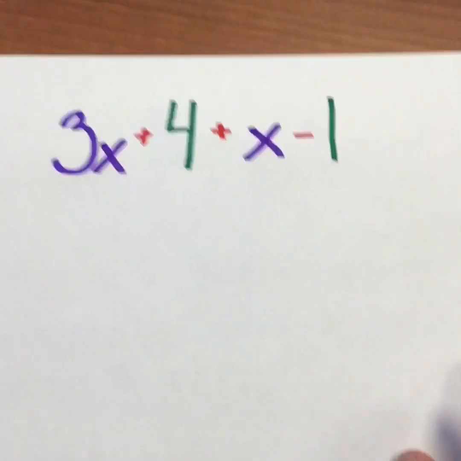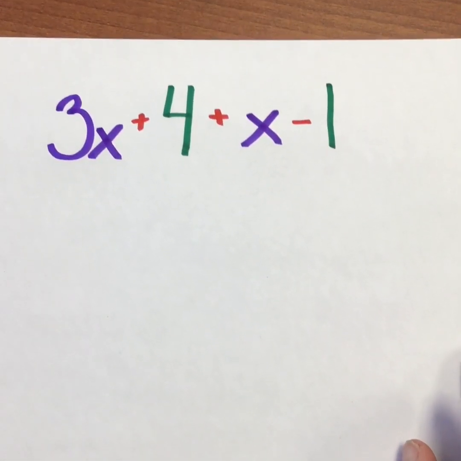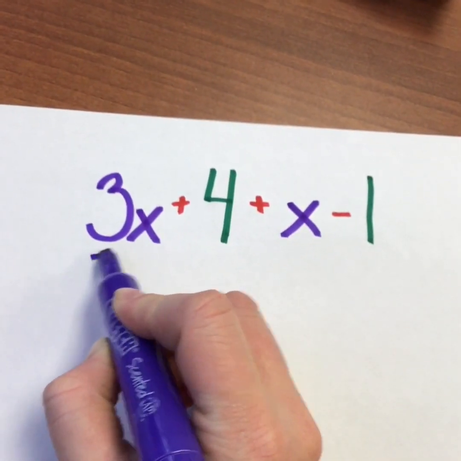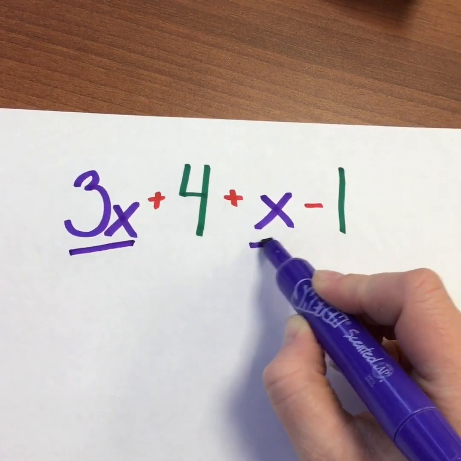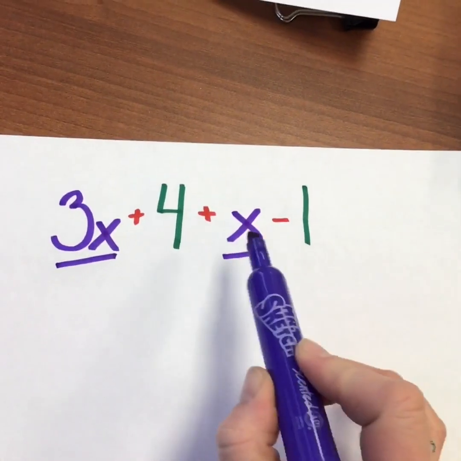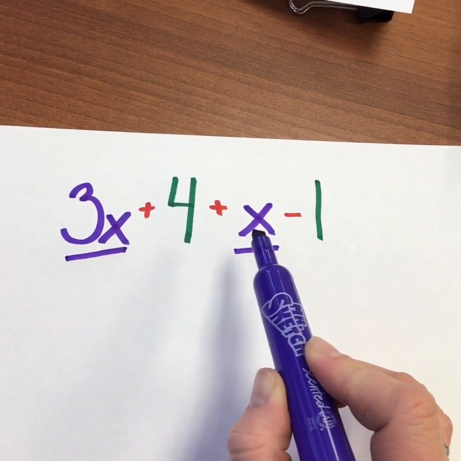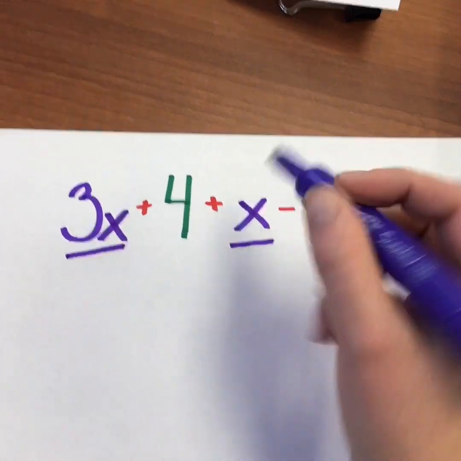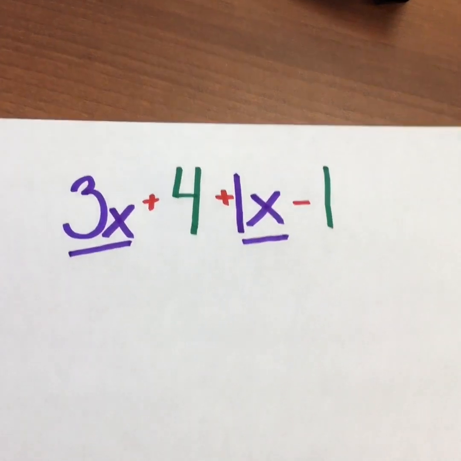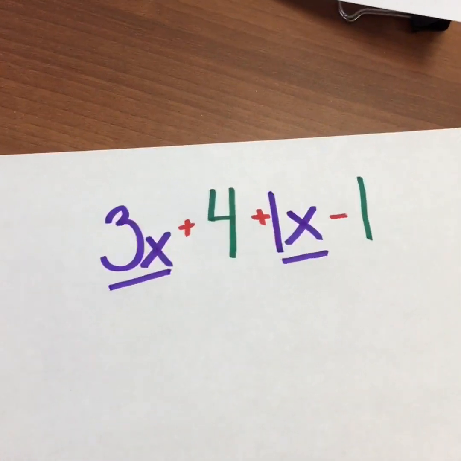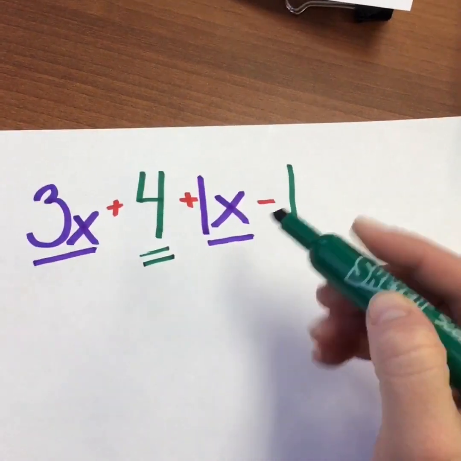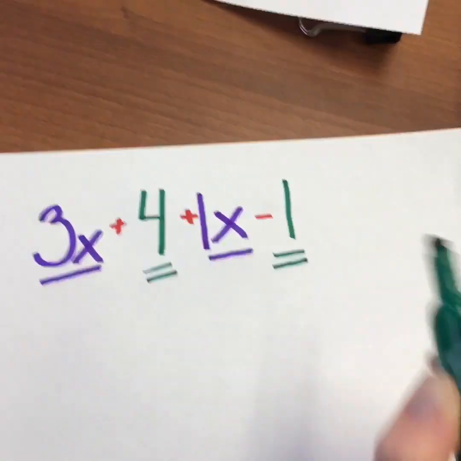Here's an algebraic expression. We have 3x plus 4 plus x minus 1. I'm going to underline my like terms. My 3x and my x are alike because they both have x's. Whenever you have an x or any variable by itself, you just have one x. So if it helps you, you can write a 1 in front of the x. So I'm also going to underline my other like terms. I know I have a constant 4 and I have a constant 1.